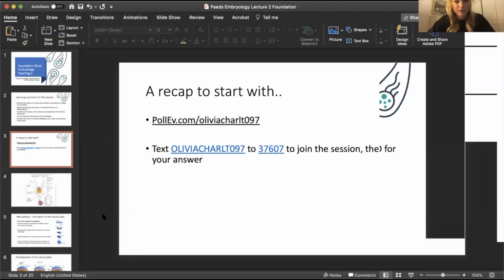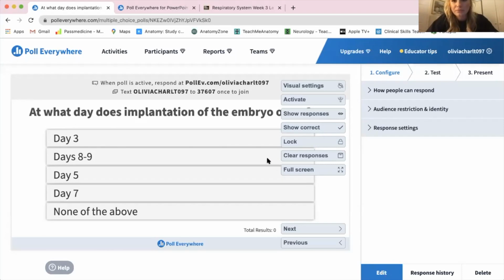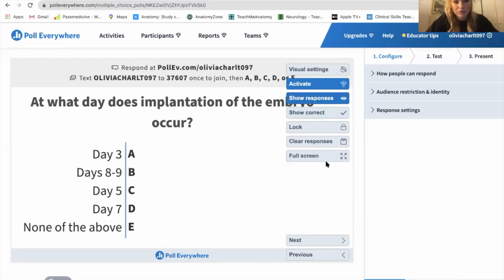Hopefully this works. Can you now see this Poll Everywhere screen? Can one of you just say yes or nod, if you can see a Poll Everywhere screen? No. This is annoying. I don't know how to... Ah, here we go. Okay, great. Can you see that now? Great. So if I activate that, you should be able to do that.